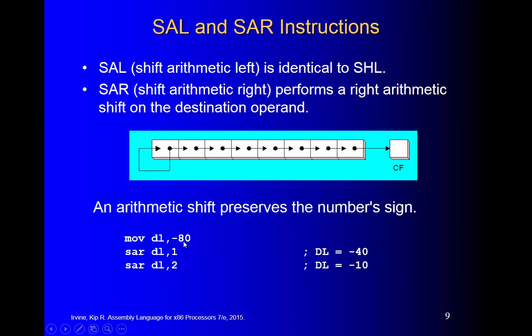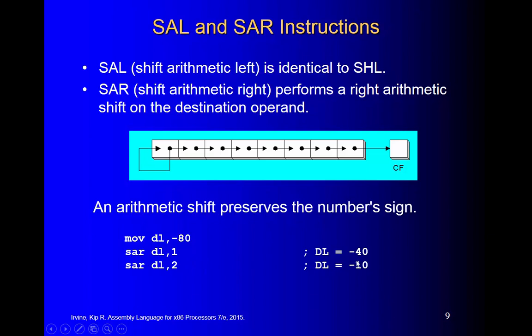If we have negative 80 in the AL, we shift right once. We have to do arithmetic shifting, and we get negative 40. And if we shift arithmetic right twice, we get negative 10. So this is a negative number, and we use arithmetic shifting.